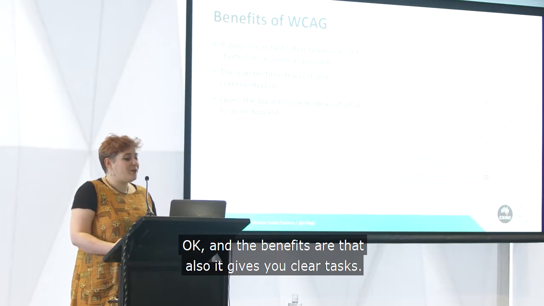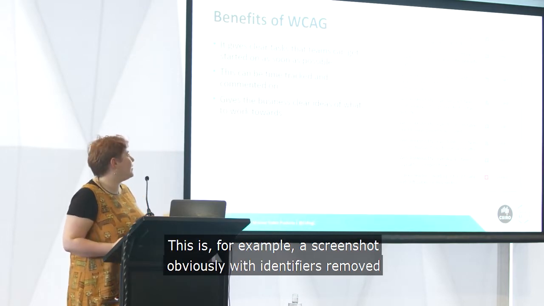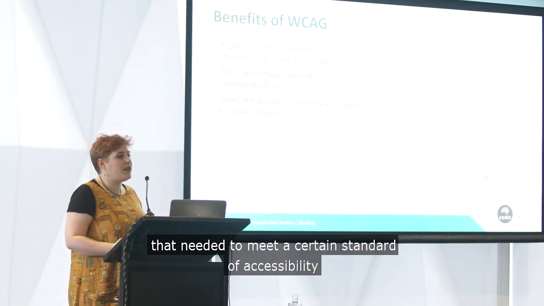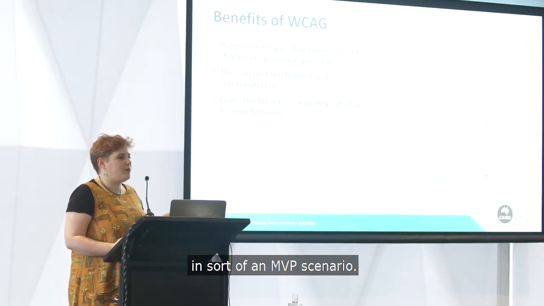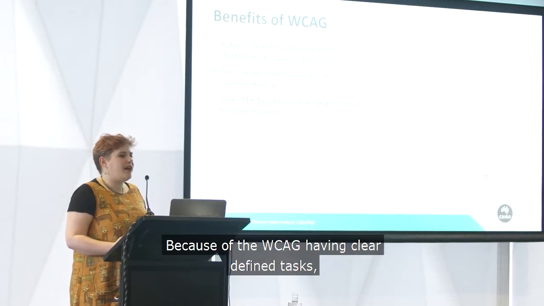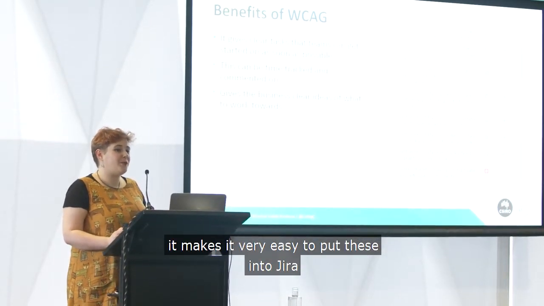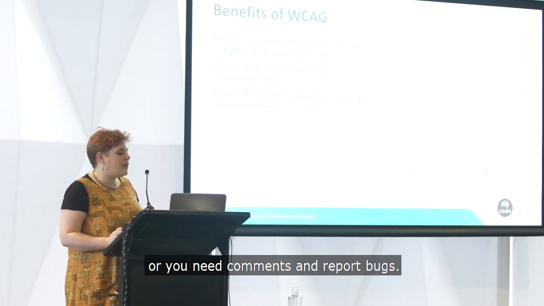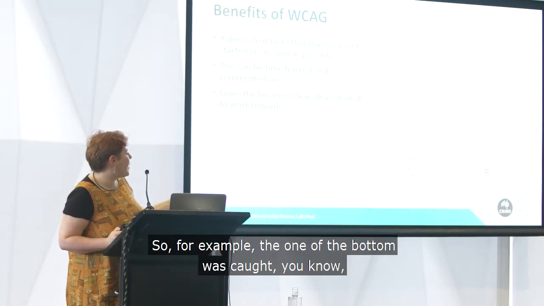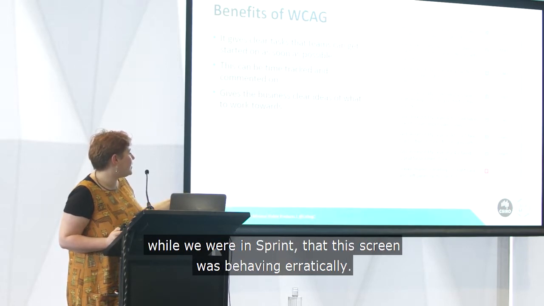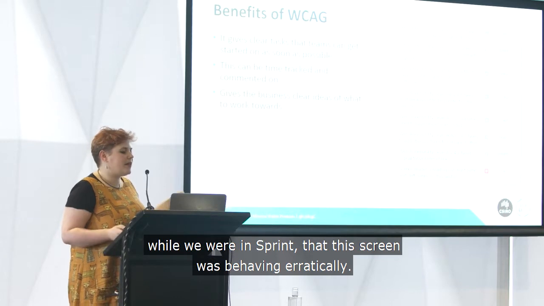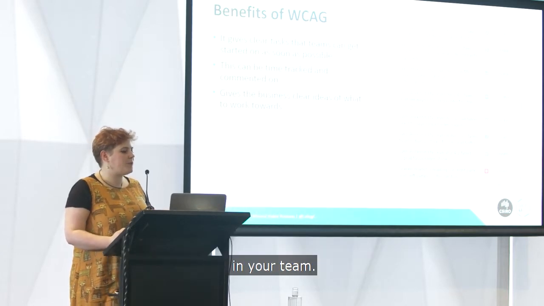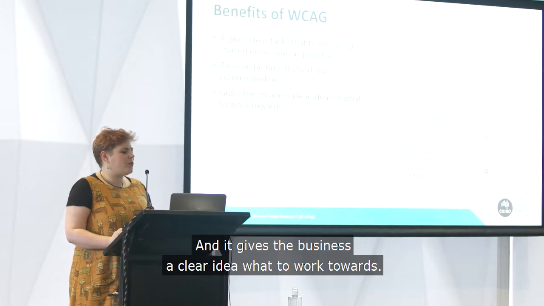Okay, and the benefits are that it also gives you clear tasks. This is, for example, a screenshot, with the identifiers removed, of a Jira board for a project we were working on that needed to meet a certain standard of accessibility in an MVP scenario. Because WCAG has very clearly defined tasks, it's very easy to put these into Jira and start a conversation with developers if they're remote, or comment and report bugs. So for example, the one at the bottom was caught while we were in sprint, that the screen reader was behaving erratically. So it makes it really easy to see what issues there were, how to solve them one time, and then build up that knowledge in your team. And it gives the business a clear idea of what to work towards.